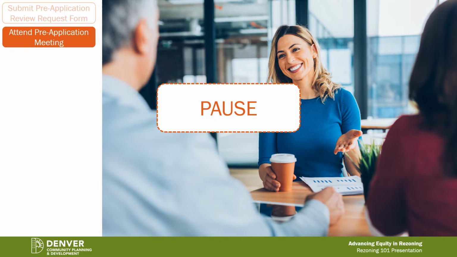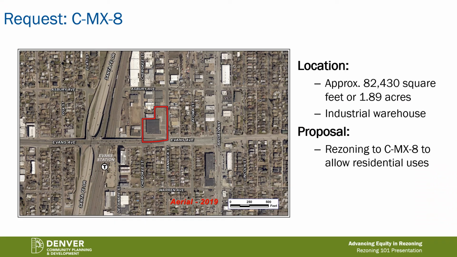At this point, we're going to hit pause on going through the steps to the rezoning process, and we'll take time to go through the review criteria and other important information. Now let's talk through the example we have along West Evans Avenue, which we are requesting to rezone from IA-UO2 to CMX 8. During the pre-application meeting, city staff will confirm the location of the property, what buildings or uses are currently on it, and the rezoning proposal.